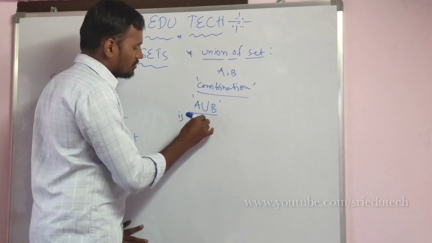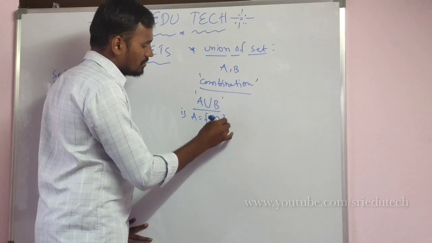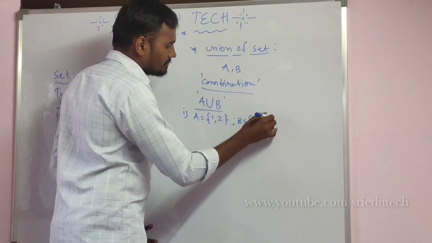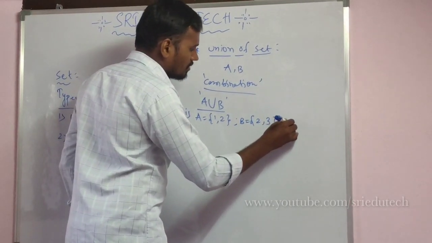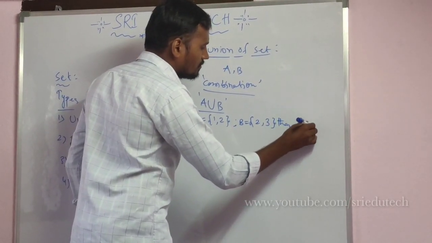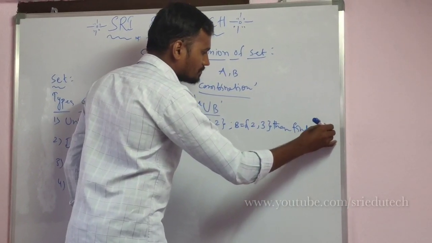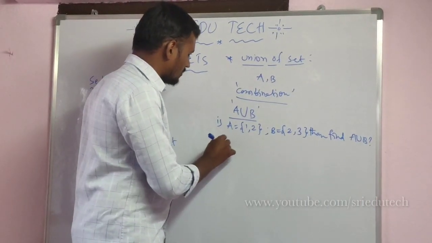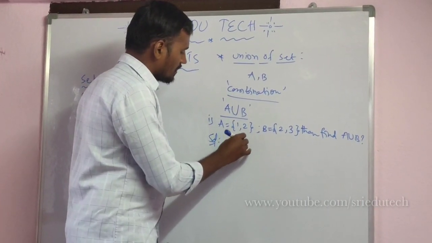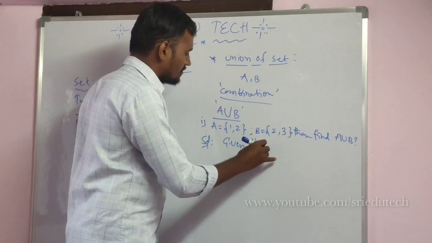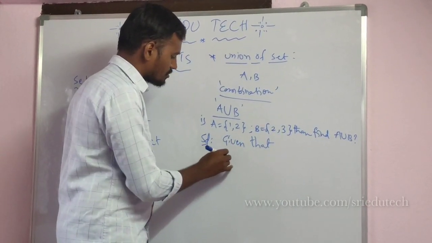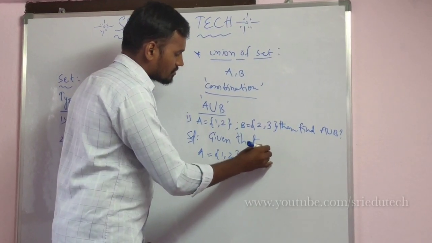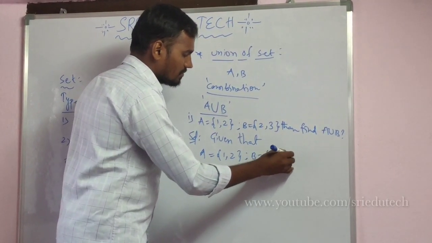If A equals 1, 2, and B equals 2, 3, then find A union B. Solution: given that A equals 1, 2, B equals 2, 3.